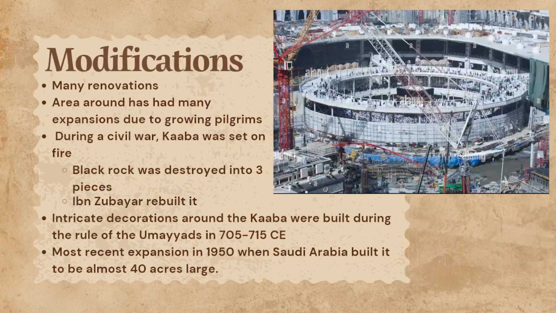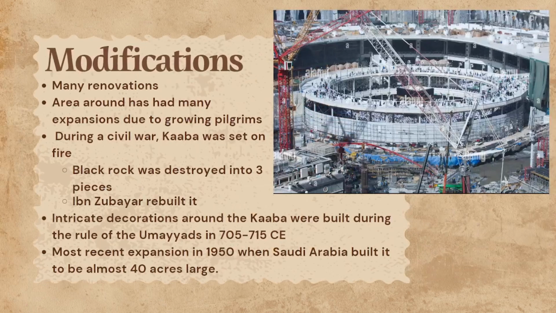The Kaaba has been modified a lot during its history. The area around the Kaaba has had many expansions due to the growing number of pilgrims. During the Civil War, the Kaaba was set on fire and destroyed, along with the Black Rock being broken into 3 pieces. Ibn Zubayr, the ruler of Mecca at the time, reassembled the stone using silver and reconstructed the Kaaba as best he could to its original design.